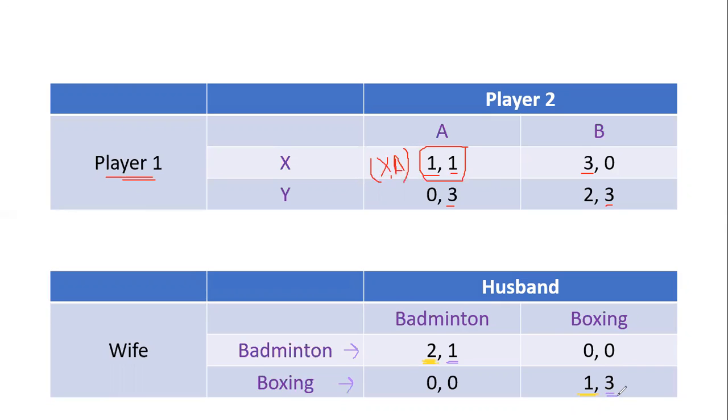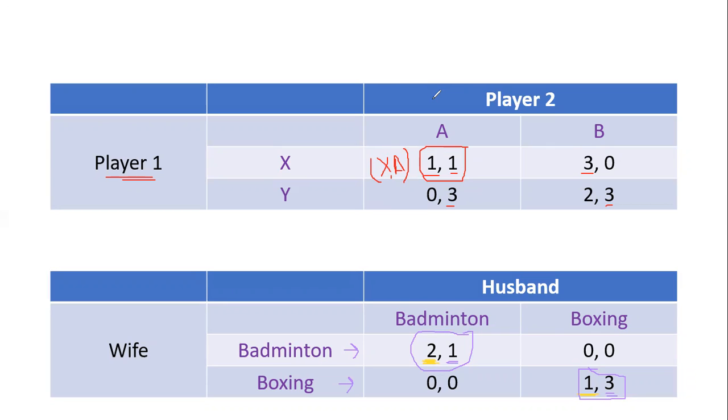Now, we just have to look if there is a strategy in which all the options are underlined. Oh yeah, we have two such strategies. So this game has two Nash equilibria. Let's check both of them.